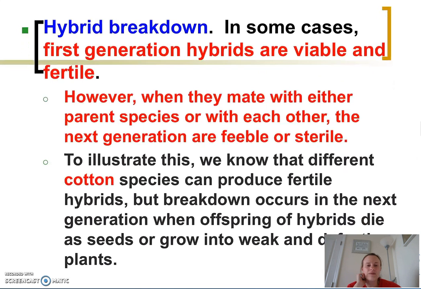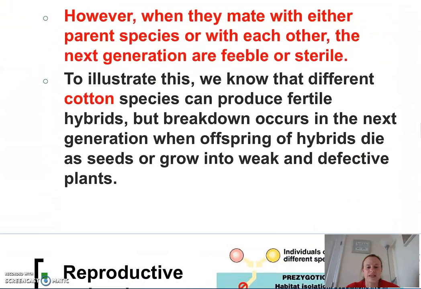Well, now let's say that hybrid, for some reason, is fertile. That first generation hybrid is viable and it's fertile. So when they mate with each other, which is possible, the offspring are either feeble or sterile, so they don't really survive. So let's say I have a plant like cotton. Now, most of this hybrid breakdown occurs in plants. Two different cotton species can produce fertile hybrids, but the breakdown occurs in that next generation when the offspring of the hybrids either die as seeds or grow into weak and defective plants.